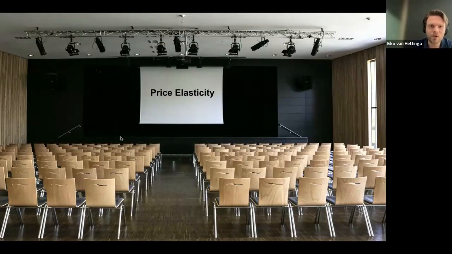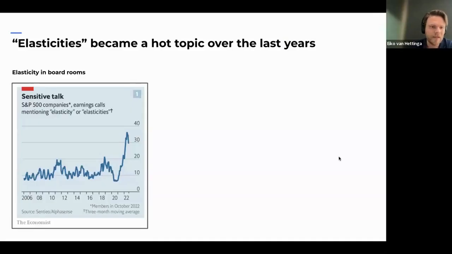Price elasticity is a super hot topic at the moment. If you look at the mentioning of elasticity or price elasticity in boardrooms or earning calls of S&P 500 companies, you see a very much increasing trend. The Economist was sharing this graphic, which I found quite interesting. And why are so many investors asking managers about price elasticity? Because especially in a macro environment like ours with high inflation, you need to understand whether you can raise prices and by how much. And so they want to understand, do the managers of these companies look at this and understand this well?